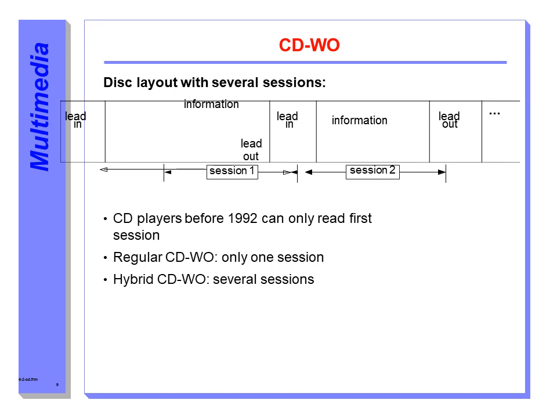Until 1992, all commercially available devices could read only one session. CDR disks with only one session are called regular CDR. Those with more than one session are called hybrid CDR.